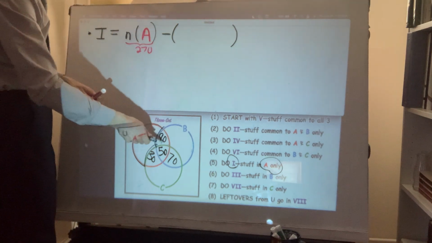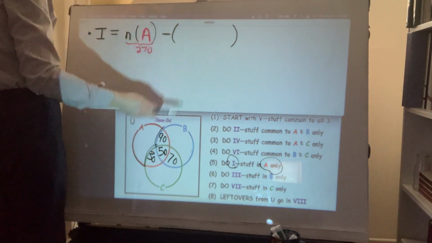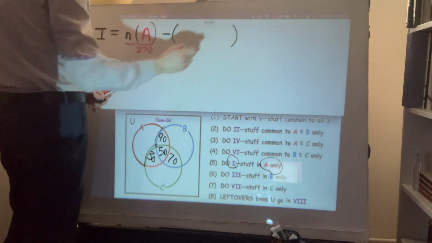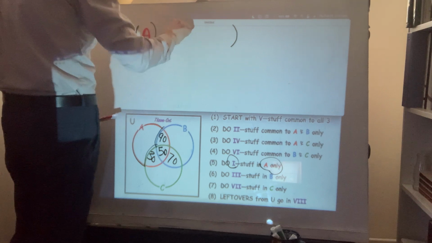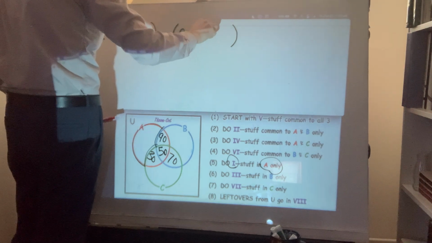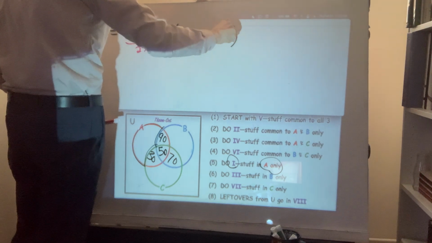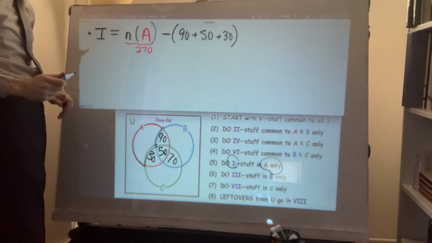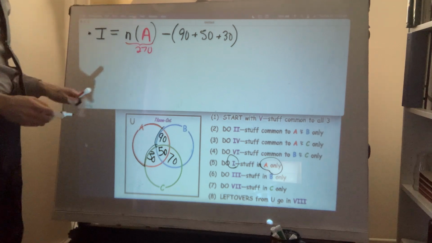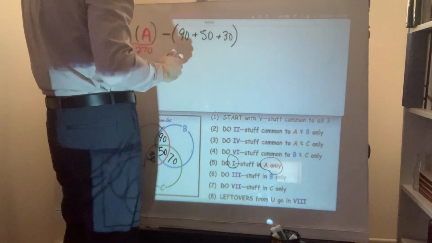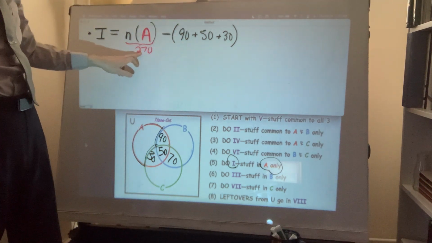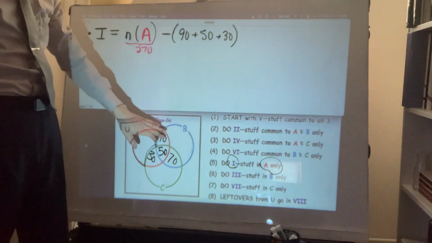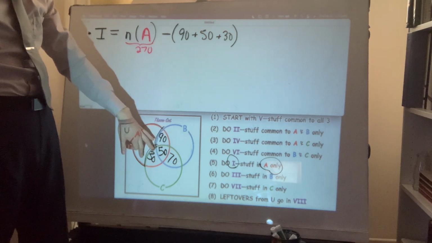But here's what we'll do to sort of set it up to spare us a little bit of trouble. Rather than subtract 90 and then 50 and then 30 one at a time, what we'll do is we'll group them first. All right? So I'm going to put the sum of 90 plus 50 plus 30 in its own little encapsulation here. Its own little group. So the logic would be the total of everything encapsulated by A minus that portion of A that is cross-genre.